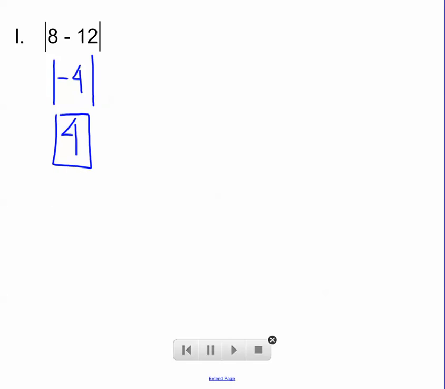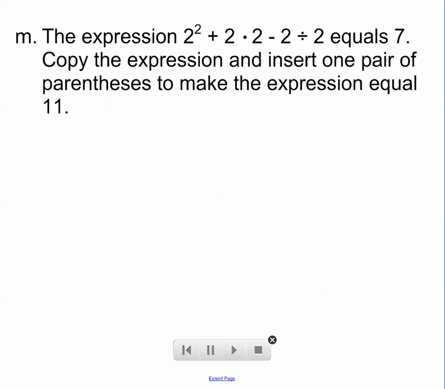Okay, a mistake I see a lot is that people do 8 plus 12. They take the absolute value of 8 and the absolute value of 12, and then they add them together and they get 20. Nope. Do the subtraction, then do the absolute value.